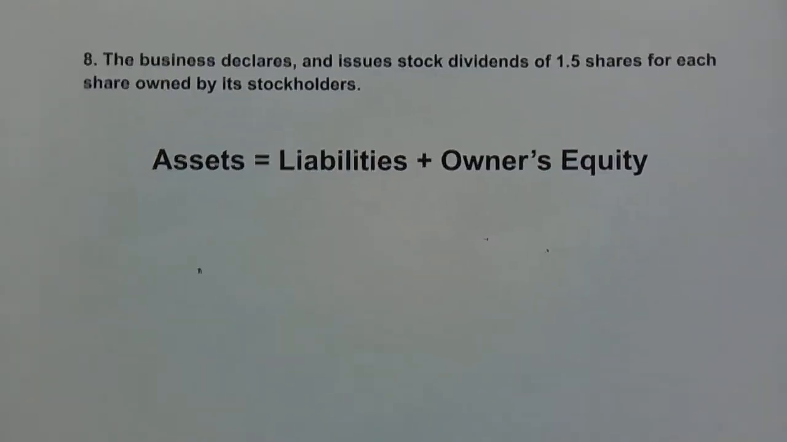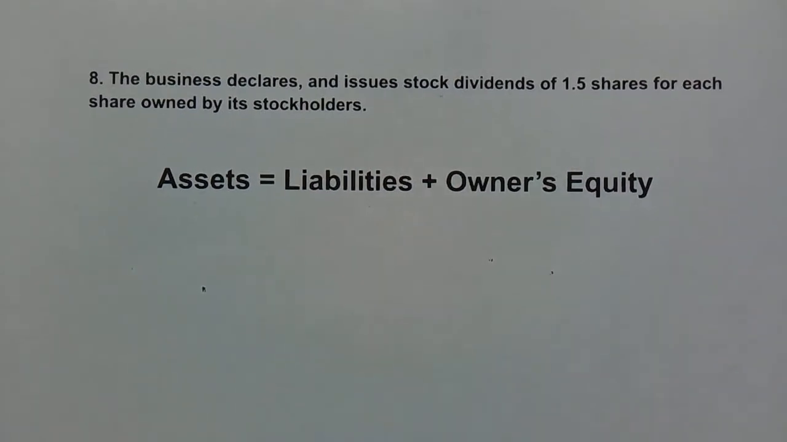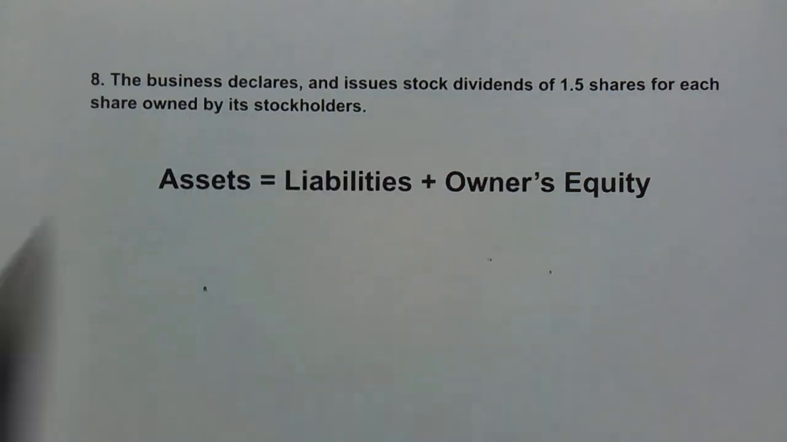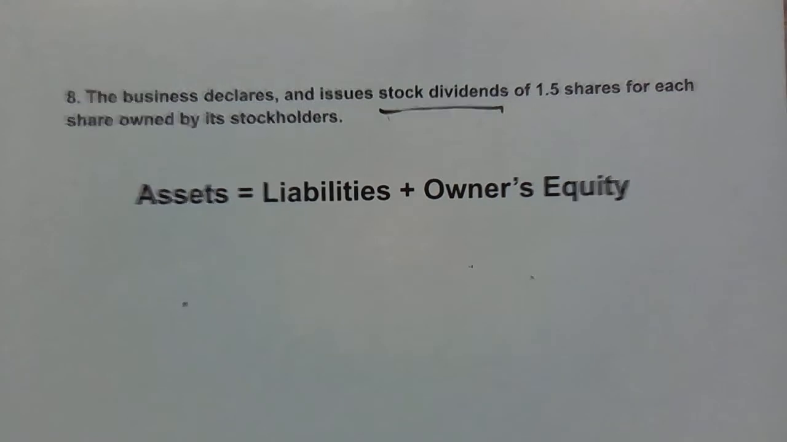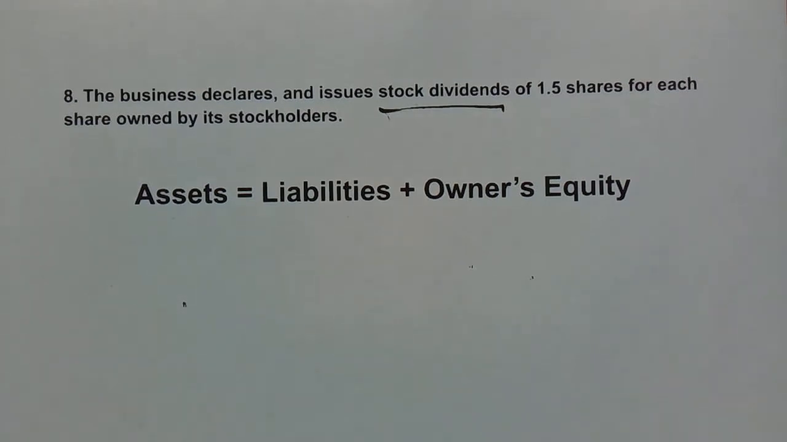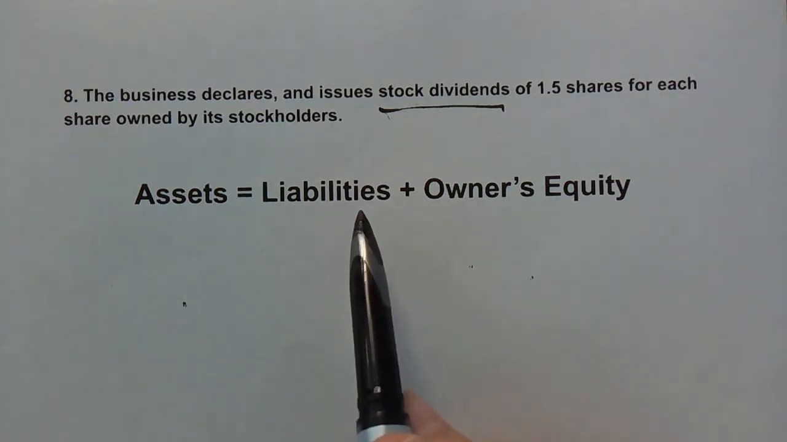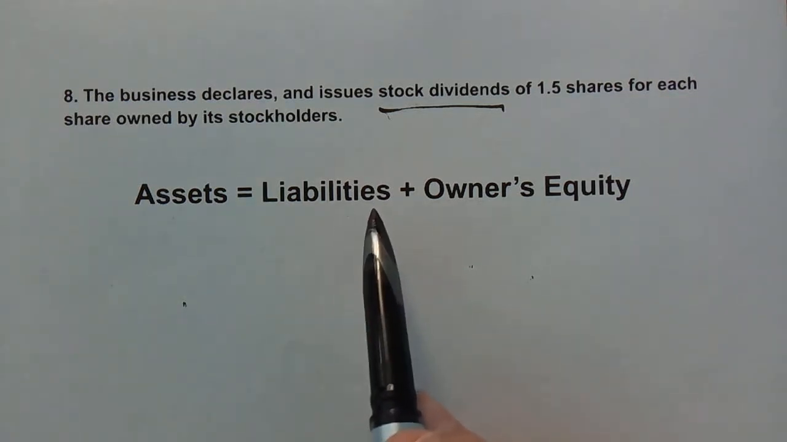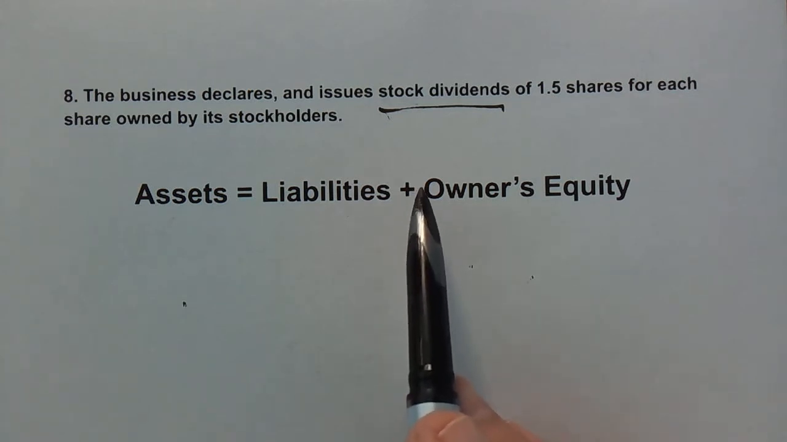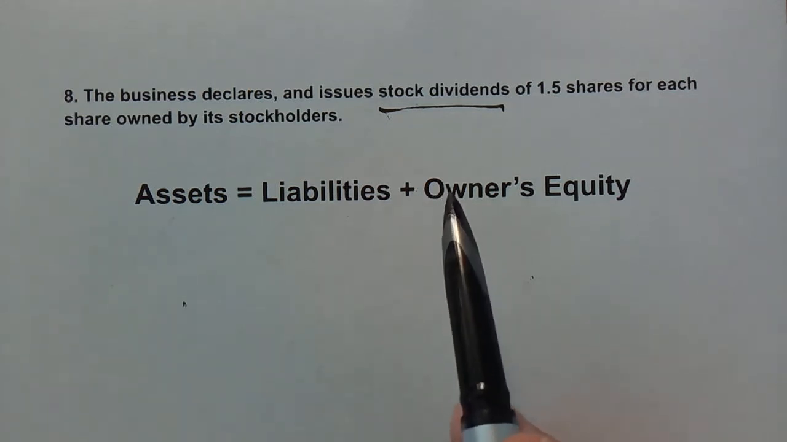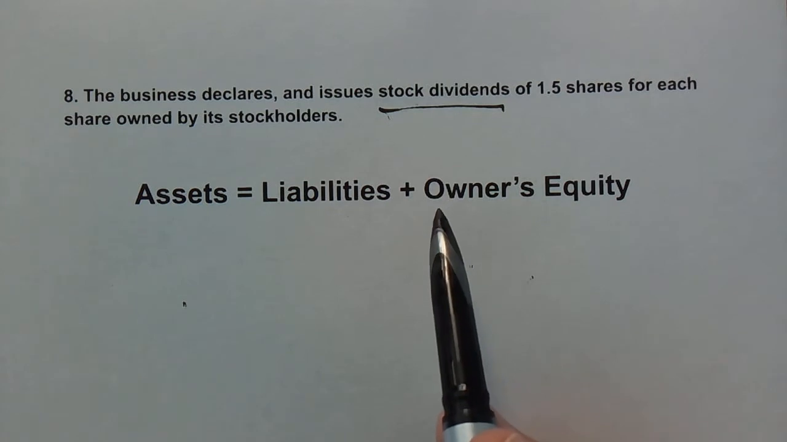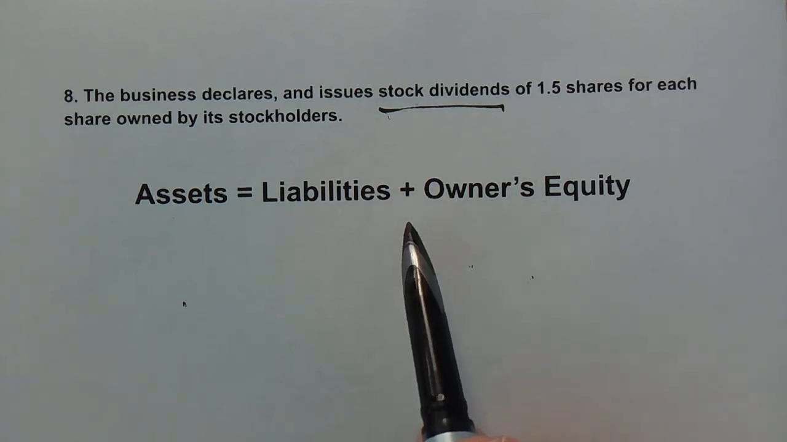All right, let's look at our trickiest example of all, at least up to this point. The business declares and issues a stock dividend of 1.5 shares for each share owned by the stockholders. Now, if you don't know what a stock dividend is, that means that in place of cash dividends, each owner of a share of stock will receive a certain, predetermined amount of additional stock. This would come from the treasury shares of the company.